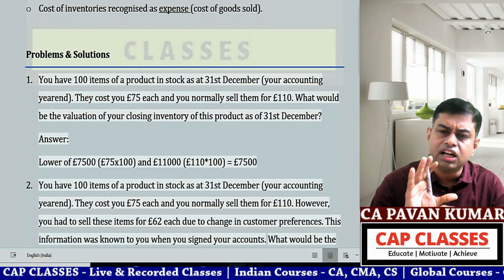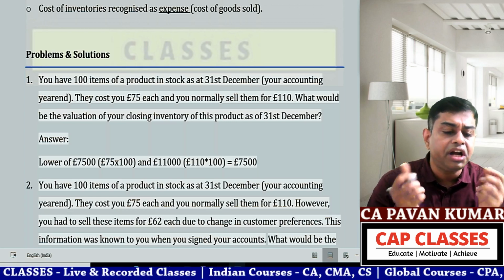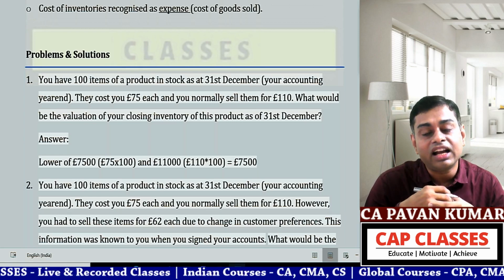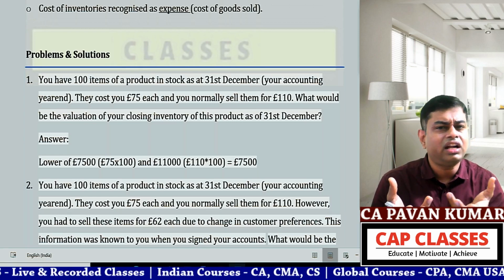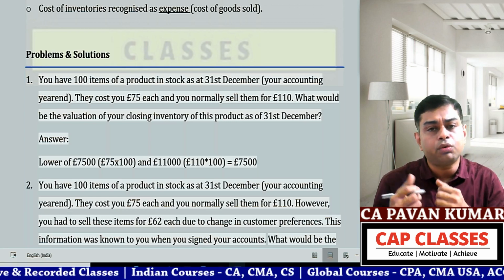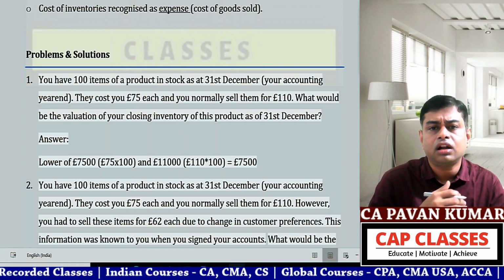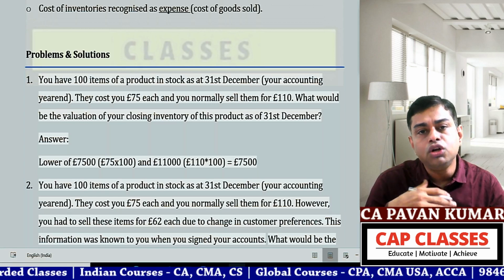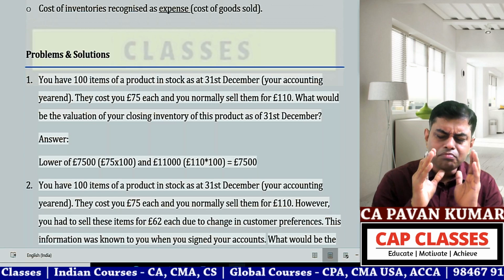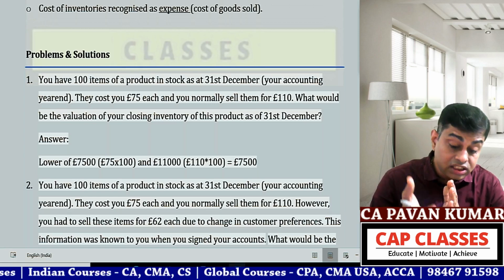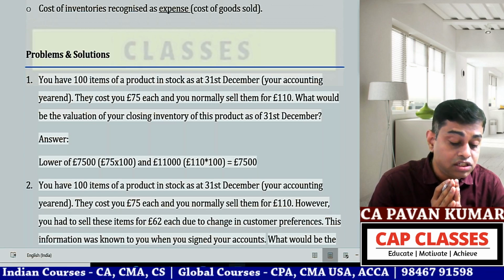Very simple standard, small standard. There are only two things you need to understand: what is an event occurring after the reporting period, and out of those events, what are the adjusting events which require adjustments to financial statements, and what are the events which do not require adjustment. That's it. Simple standard. But before that, shall we see this IAS 2 problems and solutions?